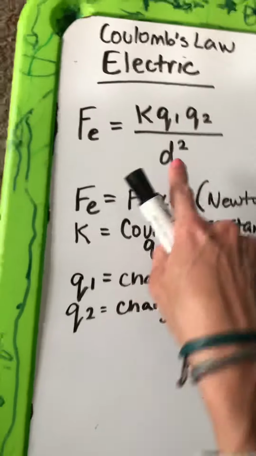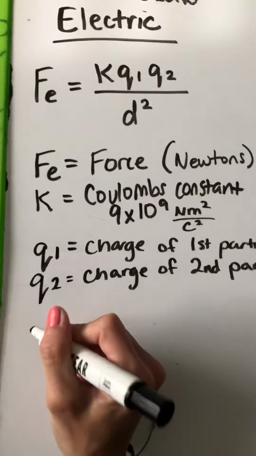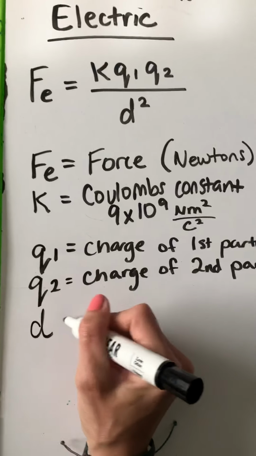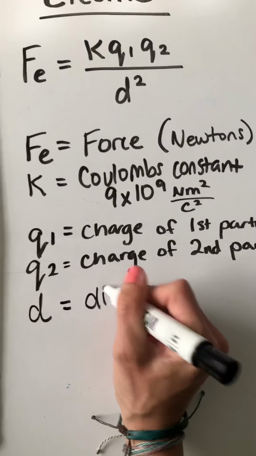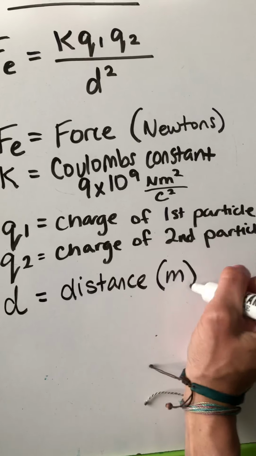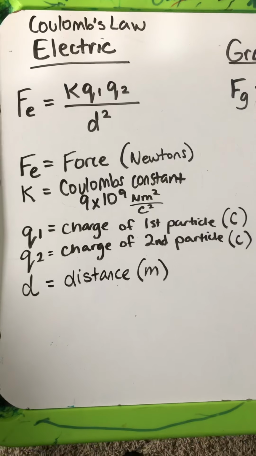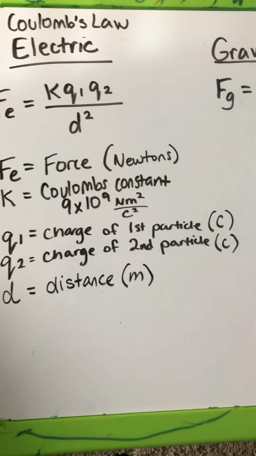Then moving forward, the bottom letter here is D squared. We square that in the formula, so I'm just going to write D, that's distance. And we measure that in meters. Okay, so that is Coulomb's law. That's the electric force that we're going to be discussing in this unit.